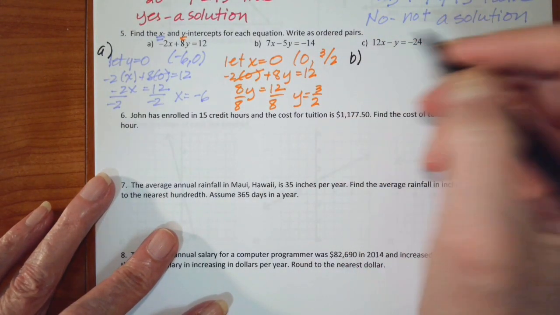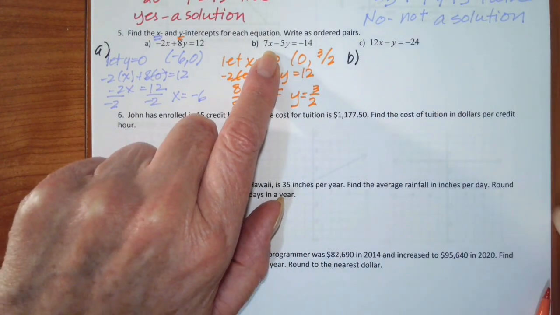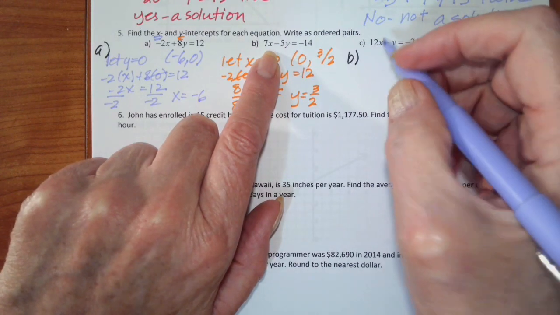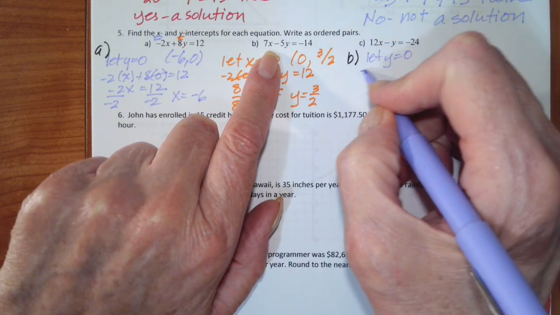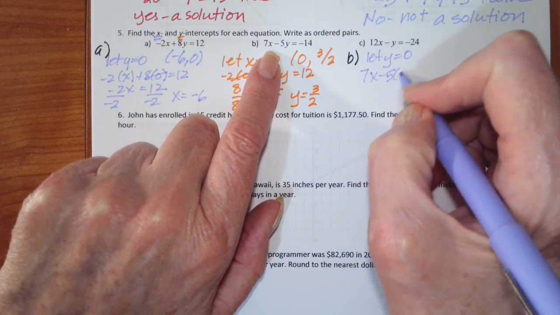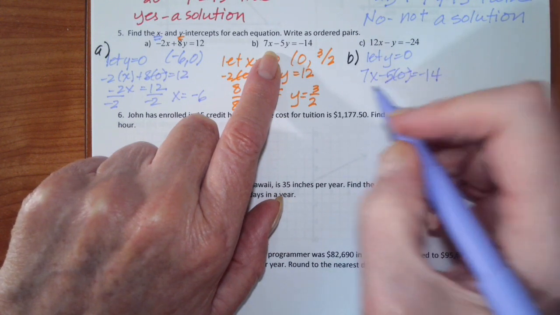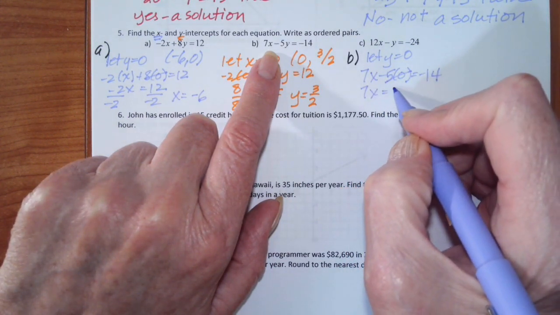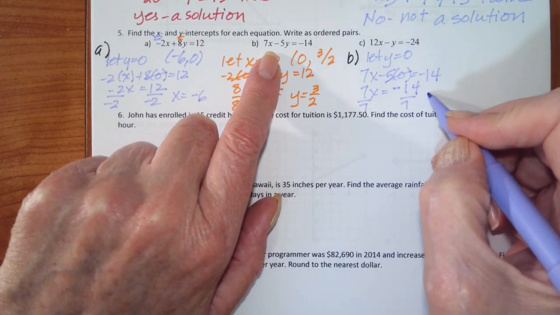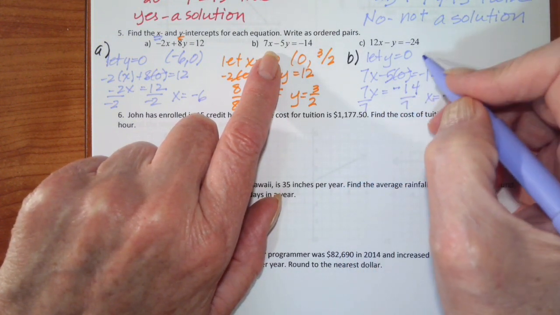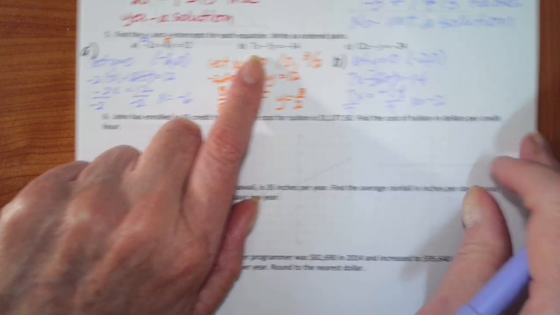Let's do B, and then I'll probably have to get more paper to do C. Sorry about that. Okie dokie. So for my x-intercept, let y equal 0. So 7x minus 5 times 0 is negative 14. That gives me 7x is negative 14. When I divide by 7, that gives me x is negative 2. So it's negative 2, 0, because I want to write it as an ordered pair.